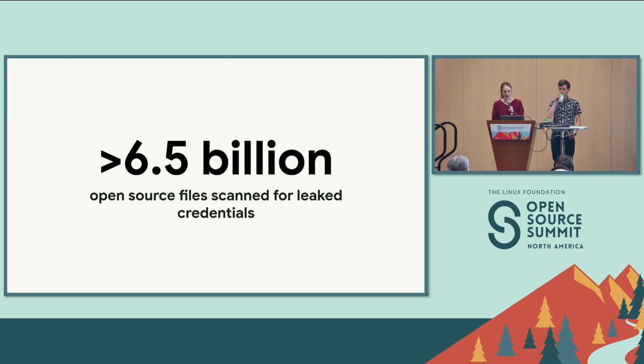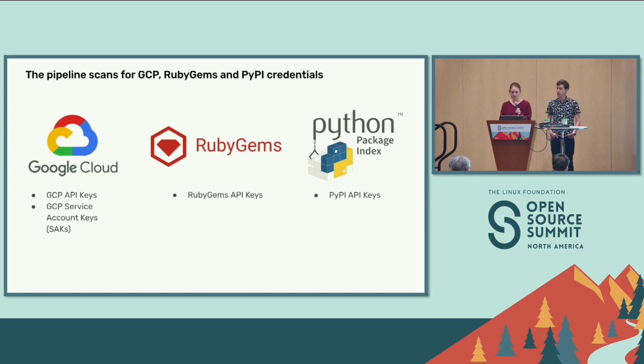So far, our pipeline has scanned over 6.5 billion files extracted from hundreds of millions of open source artifacts. And this includes not just newly published artifacts, but also scanning a corpus of historical artifacts. We've partnered with GCP, RubyGems, and PyPI to scan for a variety of credentials. Specifically, we scan for GCP API keys, GCP service account keys, or SAKs, RubyGems API keys, and PyPI API keys. And we focus on scanning for keys that are reportable, so that when we find them, we can actually take an action to remediate the situation.